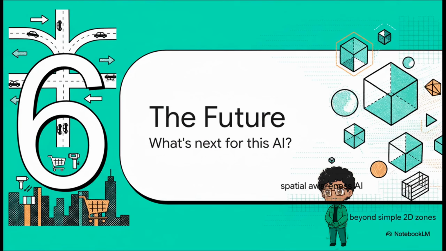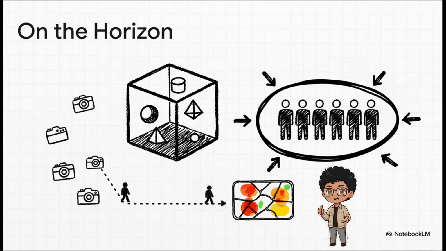So what's next? Let's talk about the future of spatial AI. I mean, this technology is already super powerful. It's being used for everything from managing traffic to analyzing how people shop in stores. But believe it or not, engineers are already pushing way beyond these simple 2D zones. And the stuff on the horizon is mind-blowing. We're talking about moving into the third dimension with 3D volumetric zones. So you're not just counting on a flat floor, but inside an entire 3D space.